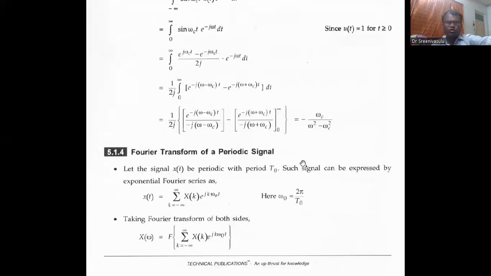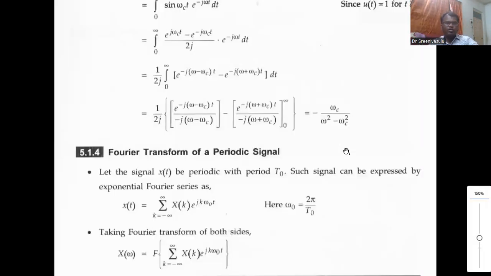We already know the Fourier transform is applicable for both periodic and non-periodic signals. So far in the previous classes, we have seen how to obtain the Fourier transform of a non-periodic signal. Now, if we take a periodic signal, there is already an existing transform, the Fourier series. The same concept is extended in the Fourier transform also.